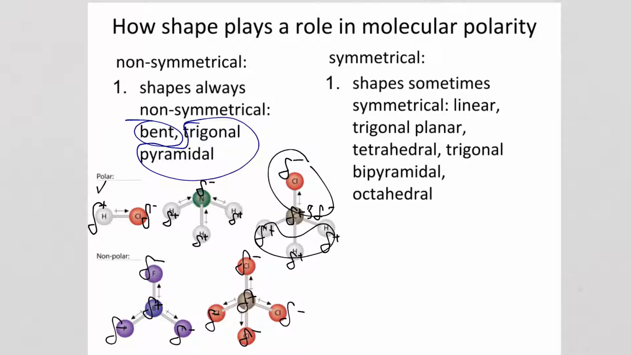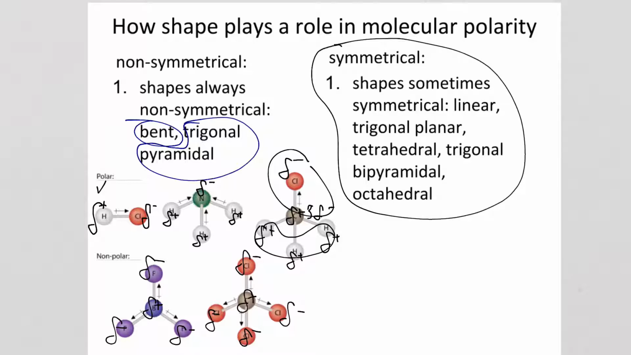or nonpolar? And if it's symmetrical, that plays a role in it could be or it could not be polar. You have to evaluate them on a case-by-case basis. But you can do that.